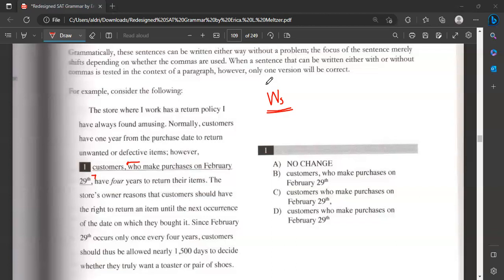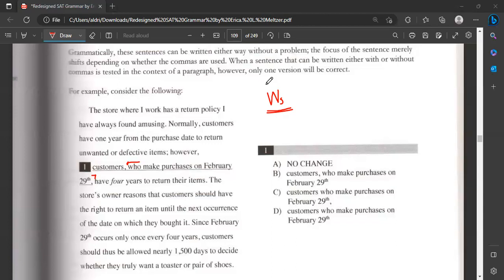So customers who make purchases on February 29th, these specific people are the ones that have 4 years to return them, because normally everyone else has 1 year, because these guys believe that returning an item should happen on the next occurrence of that same date. But I want you guys to tell me what's wrong with B. Repeat what you just said. Yeah, I want you guys to tell me what's wrong with B. What makes B an incorrect answer, real quickly.